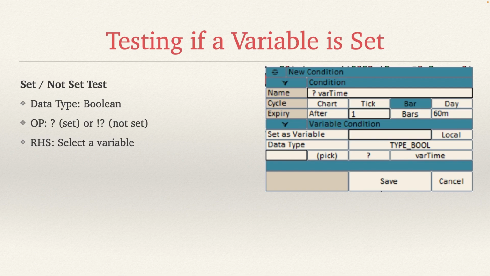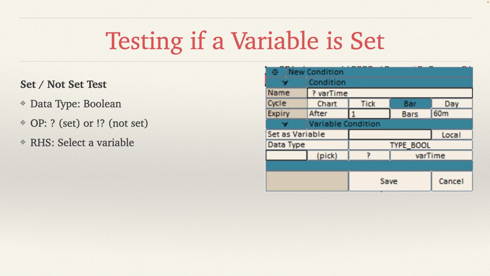The set test, represented by the question mark, returns true if the variable that you select in the list exists in the variable space when this condition is run. The not set test, represented by the exclamation point and question mark, returns true if the variable you select in the list does not exist in the variable space when this condition is run.